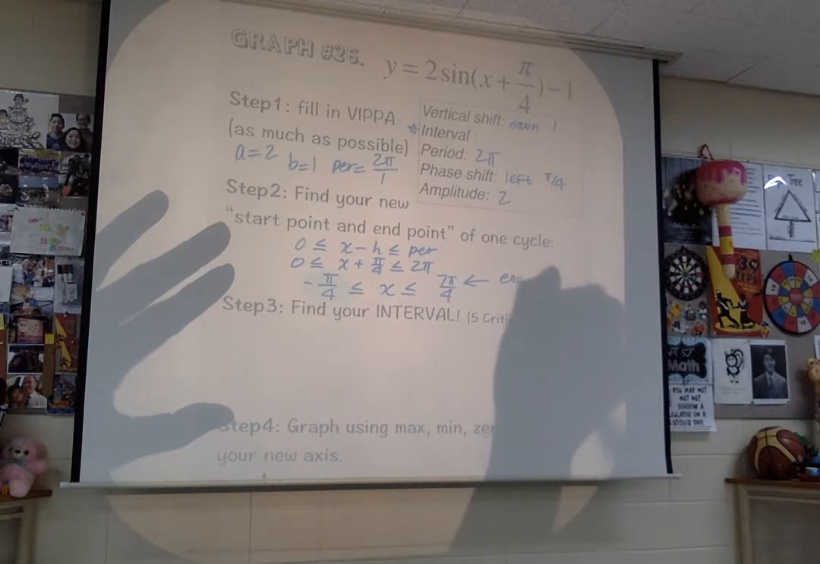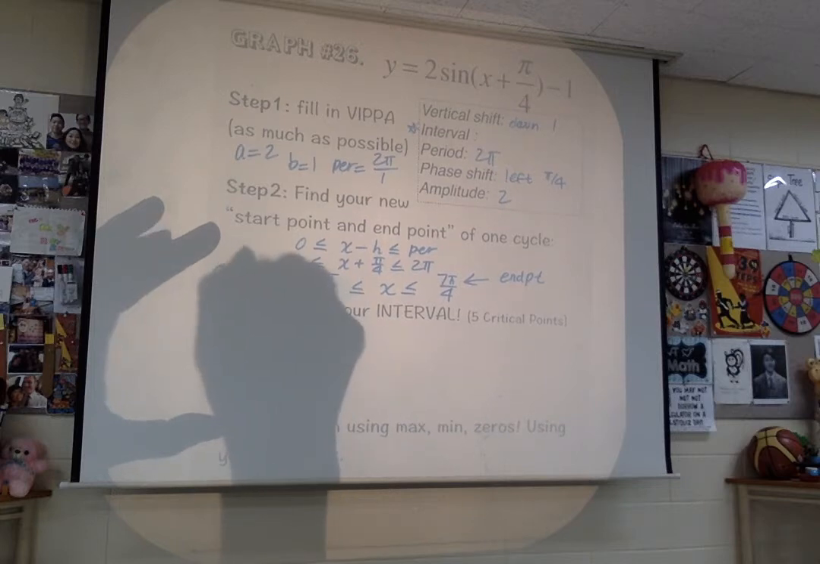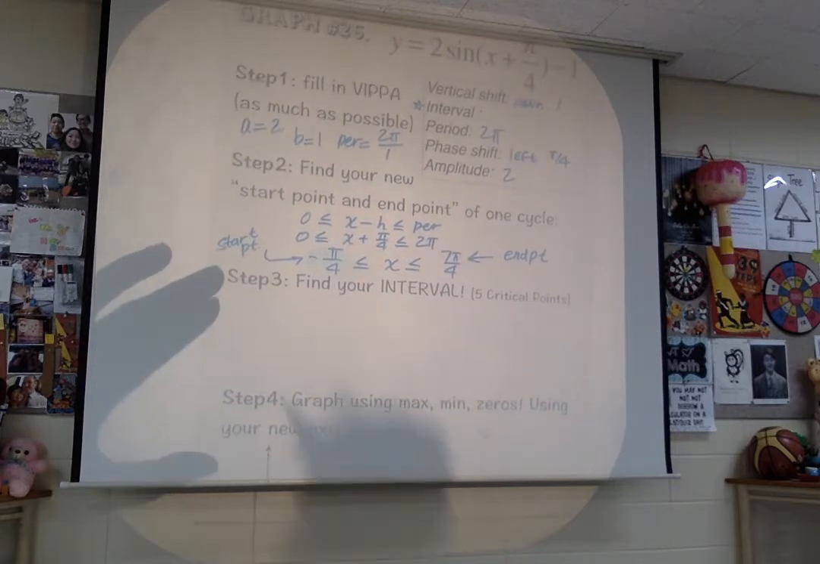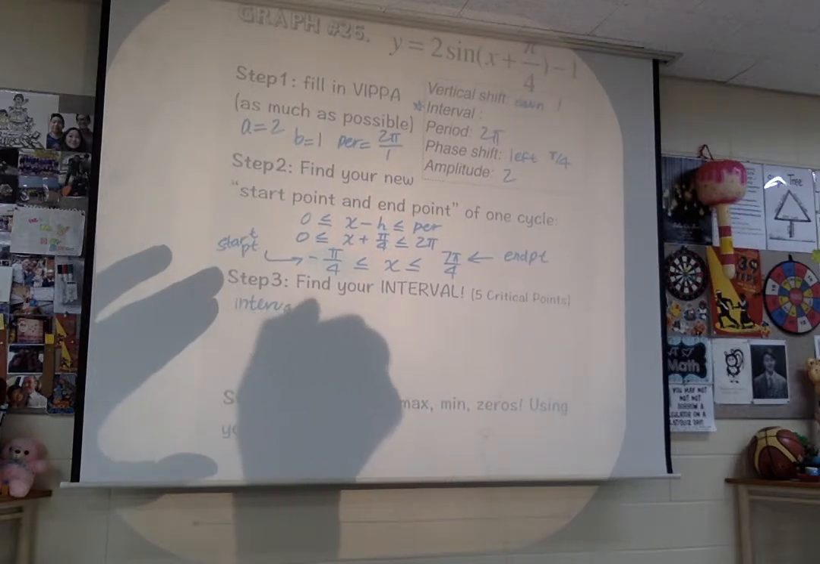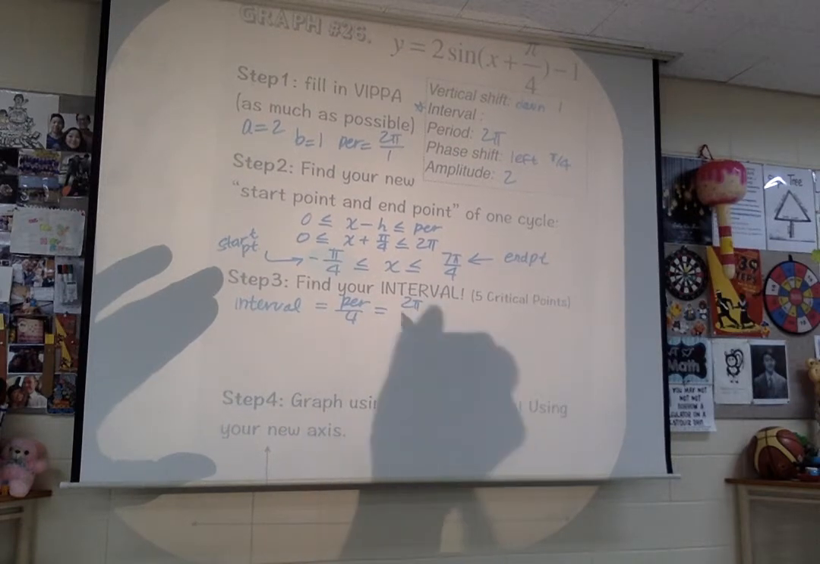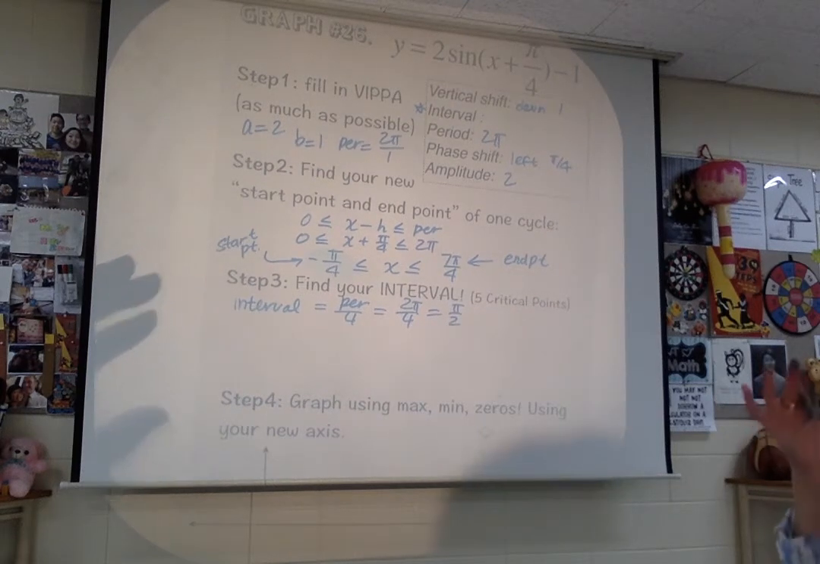That's your new end point. This is your new start point. All right, guys? Let's find our interval. So interval is period divided by 4. Your period is 2 pi, so you divide by 4, you get pi over 2. That means every critical value grows by pi over 2.